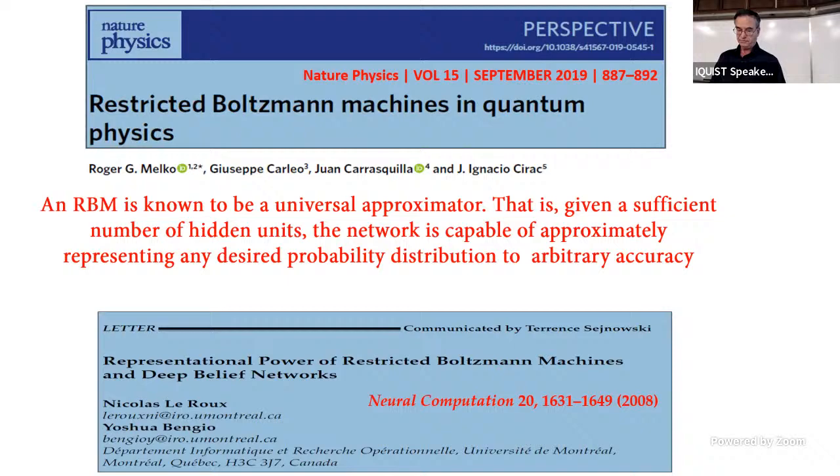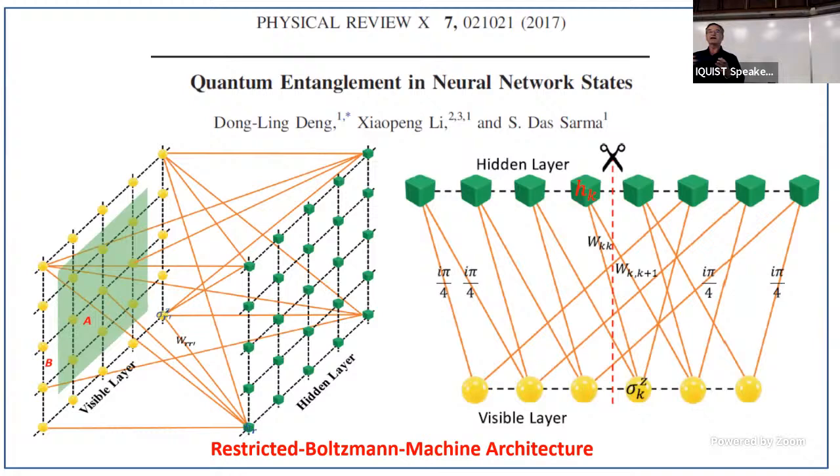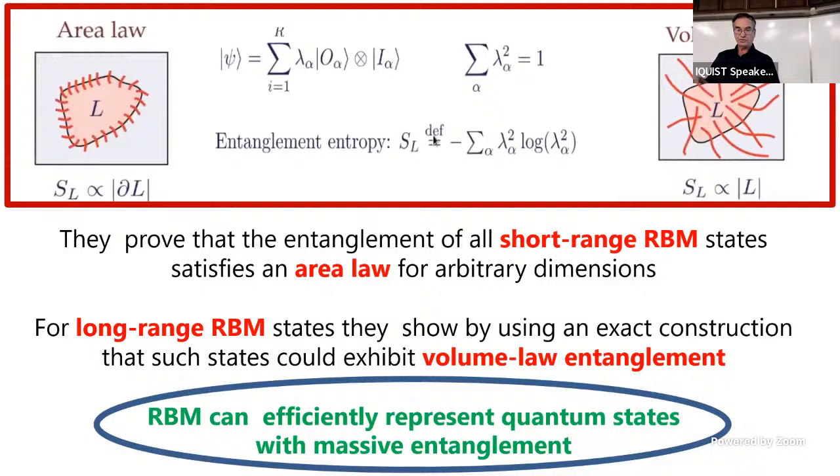The other interesting thing is that people also talk about the entanglement in the system. This is a nice paper by Das Sarma and his group. They look at the quantum entanglement in neural networks, but they focus on the restricted Boltzmann machine. To make the story short, they prove that the entanglement of all short-range RBM states satisfies an area law, which means the entanglement is bounded by the area law. Here you have the area law, and this is the volume law.